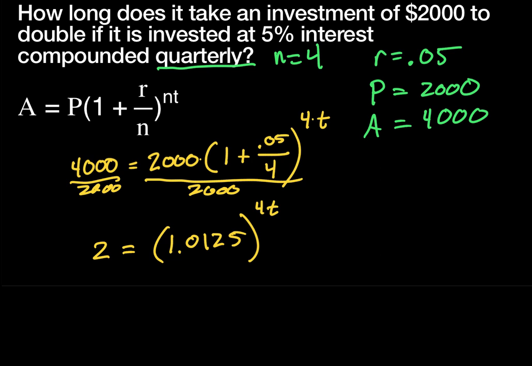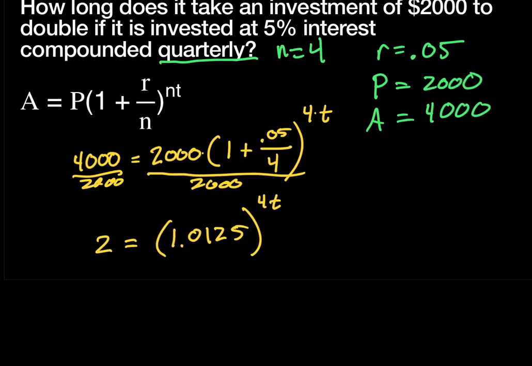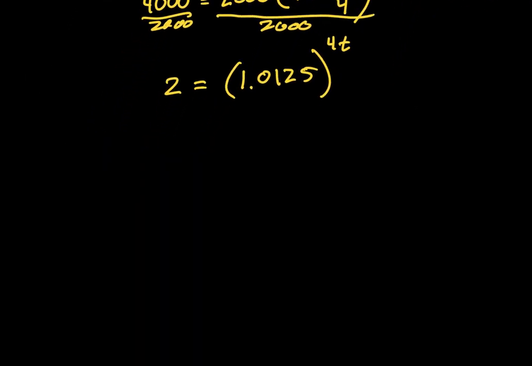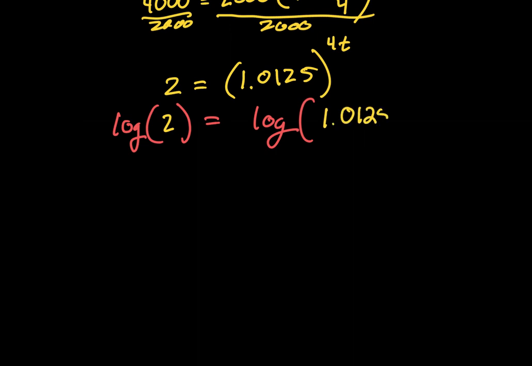I have my variable in an exponent. So this is where I'm going to use logarithms to get that variable out of the exponent. I'm going to take the log of both sides because that was that one property we saw. The log of the same base, if they were equal, I can take the logs of both sides, they're still equal.